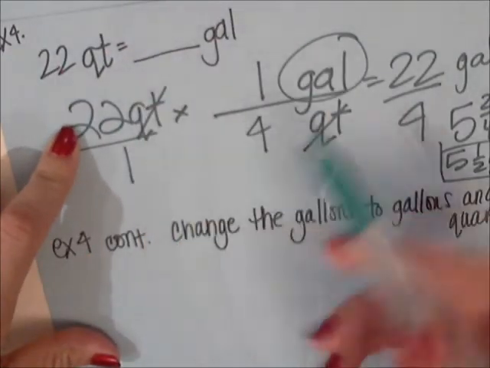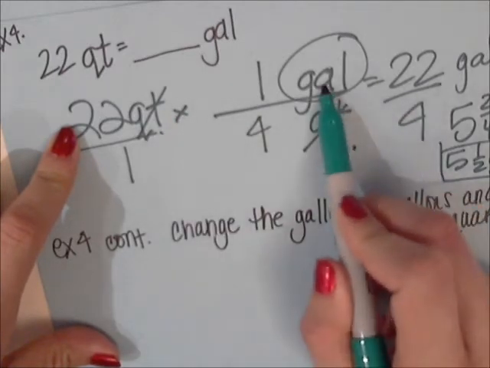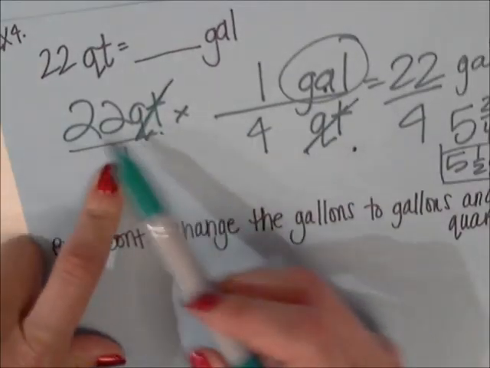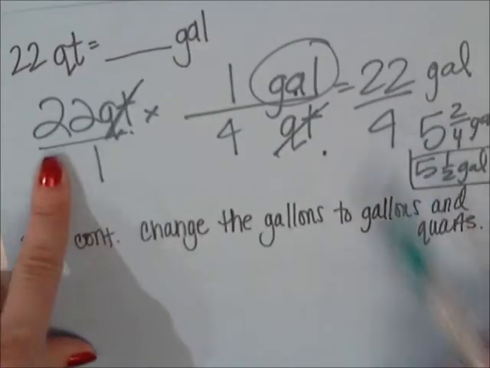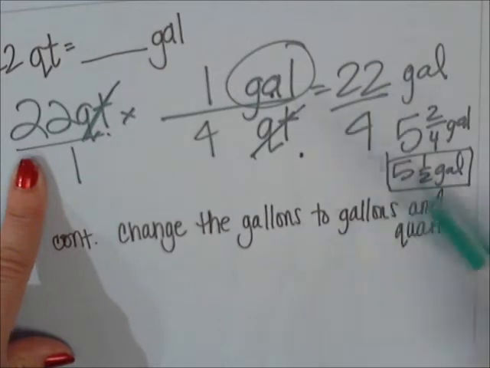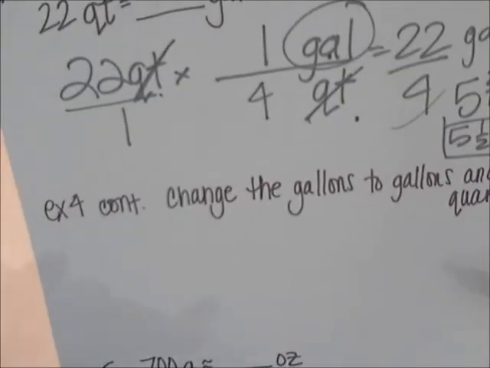So again, I take my 22 quarts, I put my multiplication sign, my line, I put quarts diagonally, I have gallons here, and then I cancel out quarts, 22 times 1, and I just multiply like so. I just use my usual multiplying fractions, make it into a mixed number, simplify it, get the gallons. Okay. All right.